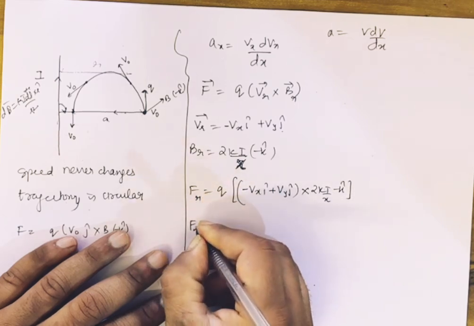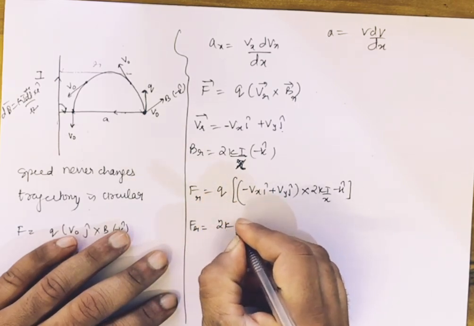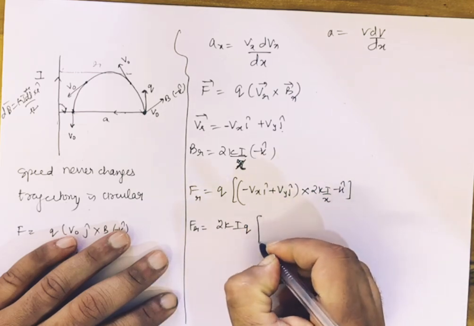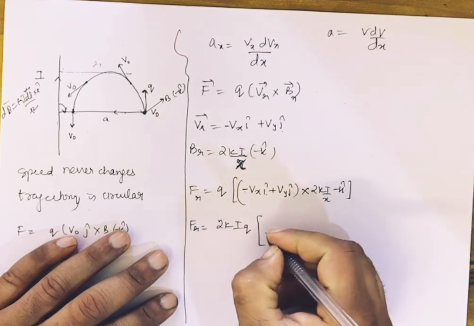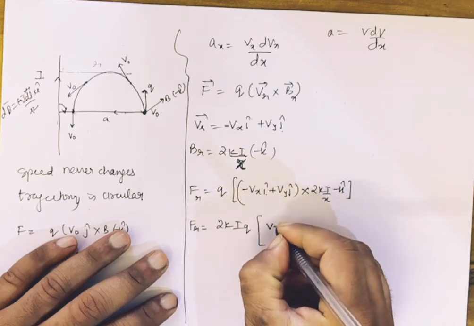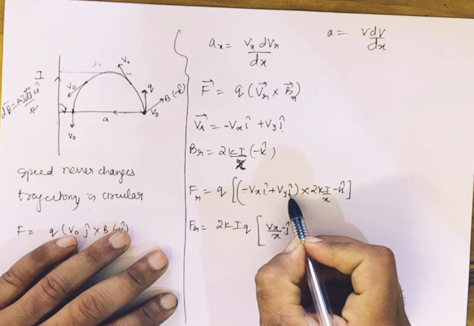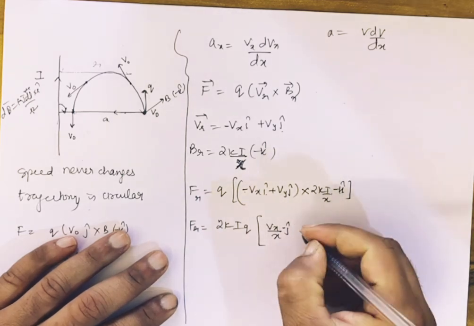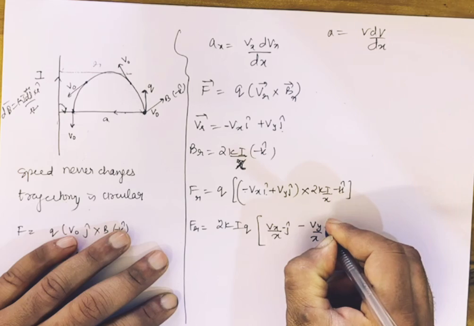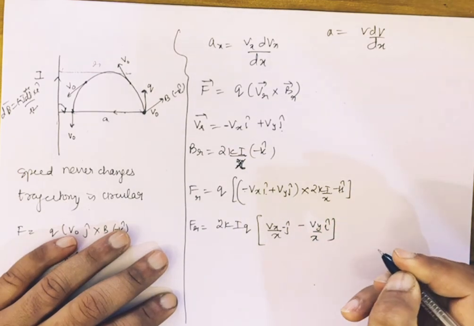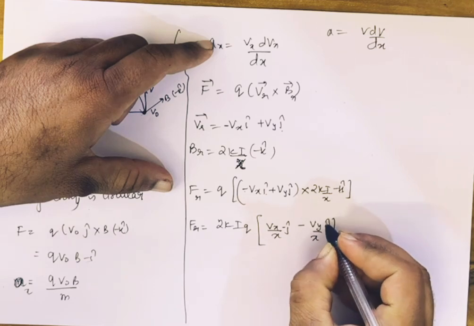So at any position, the force will be 2kIq, which is the constant part. So i cross k, this minus minus gets plus. i cross k is minus j. So vx by x times minus j, and j cross k is i, but there is a minus sign, so minus vy by x i. That is the force function. Now we are only concerned with the x component, which is the i cap component.